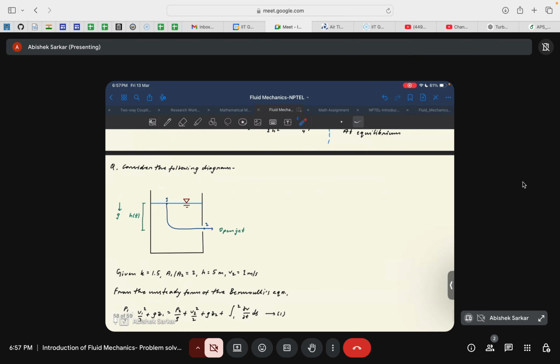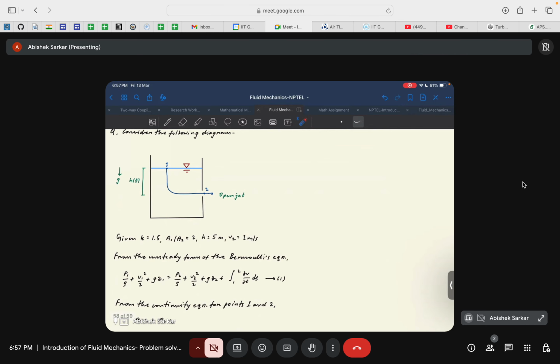So this is a diagram, and these are the values of the parameters that are already given. K is equal to 1.5, and we'll see where K will be useful. The ratio of A1 to A2 is 2, h is 5 meters, and v2 is 1 meter per second, where v2 is the velocity of the jet at the exit.